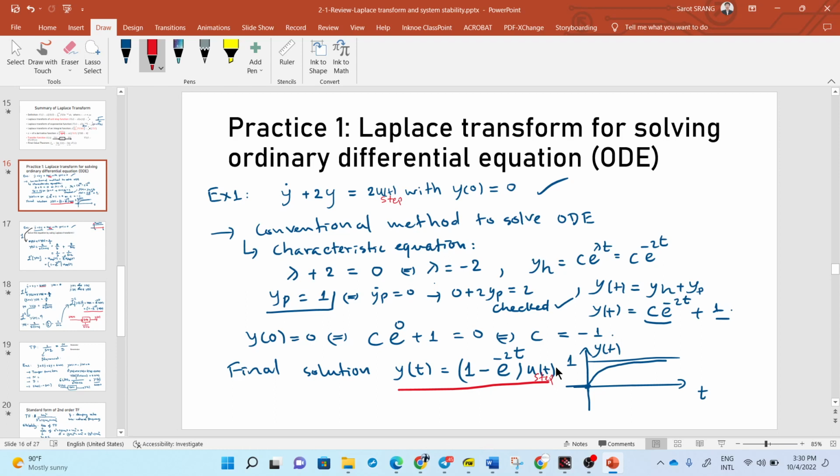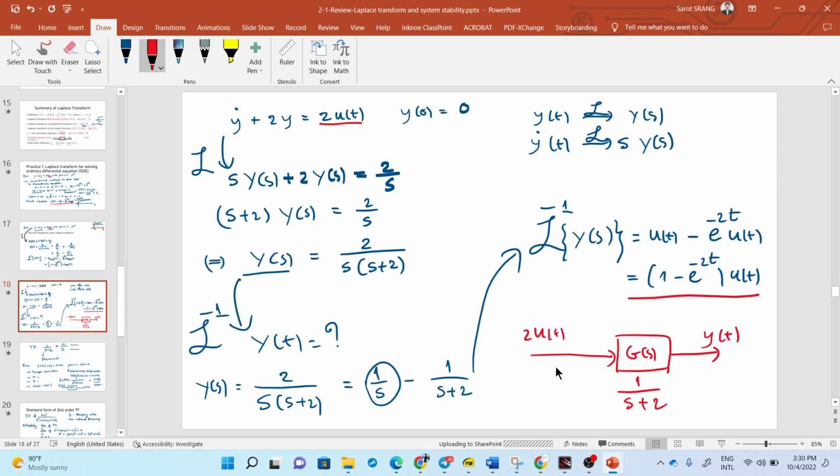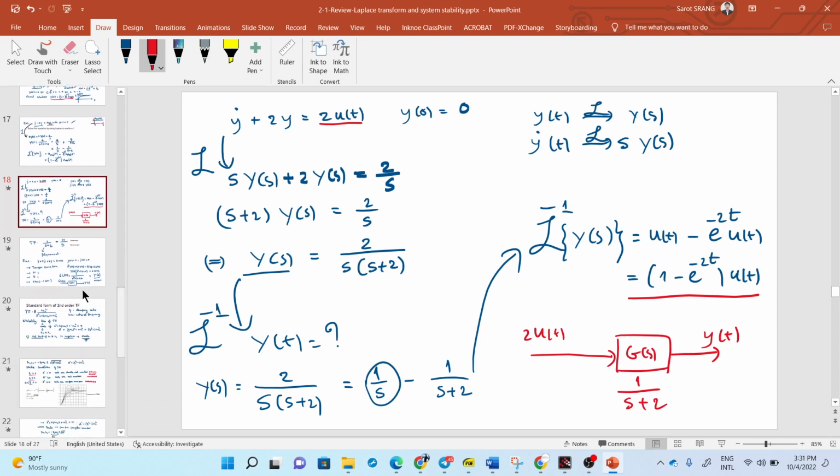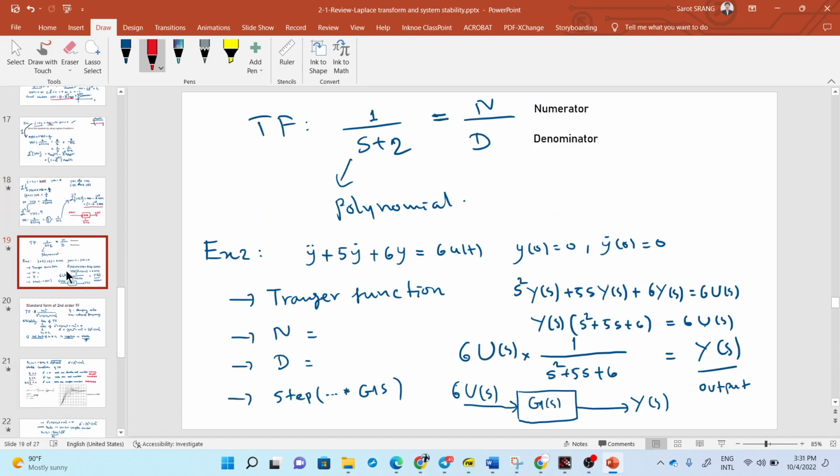Now for this practical work, okay, this is already done. Actually this one is just the same thing. And then for the next point, here I want to show the concept of transfer function.